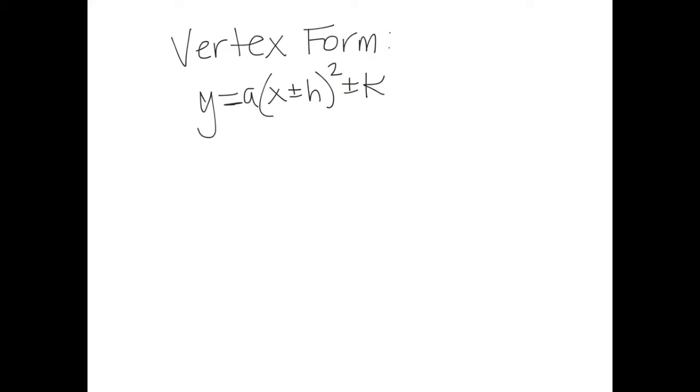Now remember, your vertex is the form h, comma, k. And we always take the opposite x and the same y. Opposite x, same y. So let's go right to a problem that I'm just going to make up real quick.